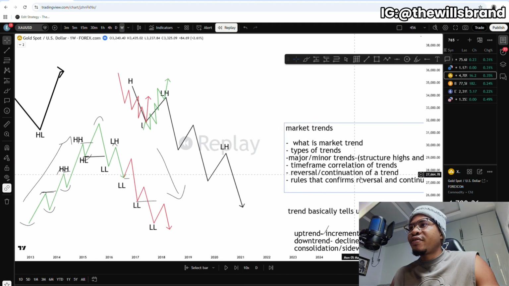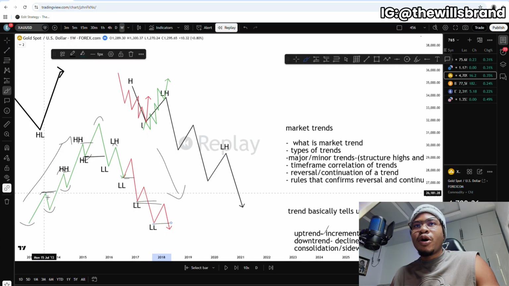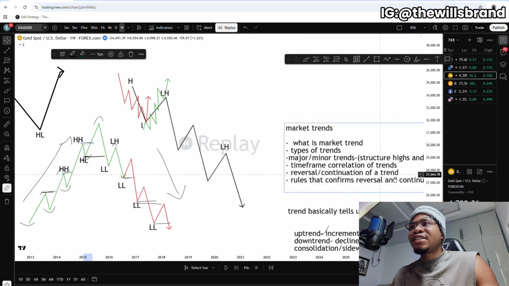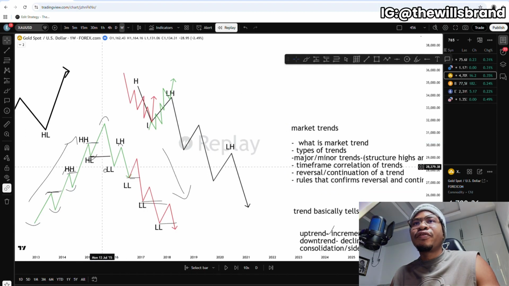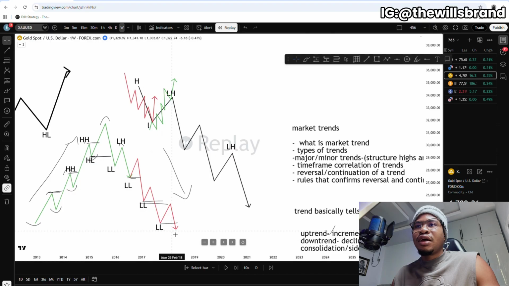Now, talking about reversal and continuation of a trend, for continuation to happen in a downtrend, we have to break previous lower lows, all right. Now, for an uptrend, for continuation to happen, we have to break previous higher highs, right? Now, for a reversal to happen, we have to break the previous higher low in the case of an uptrend that is turning to a downtrend, all right.